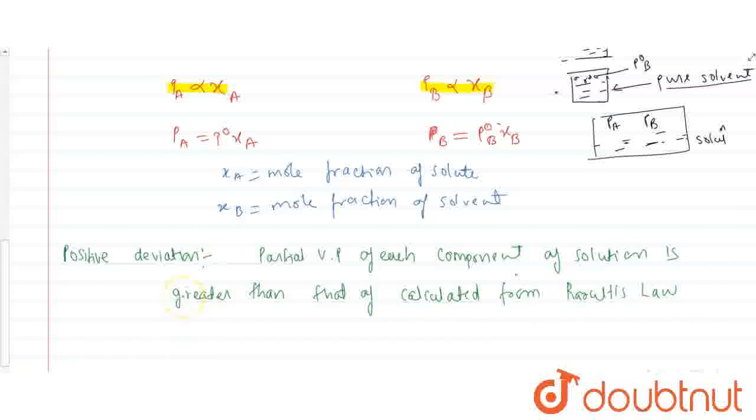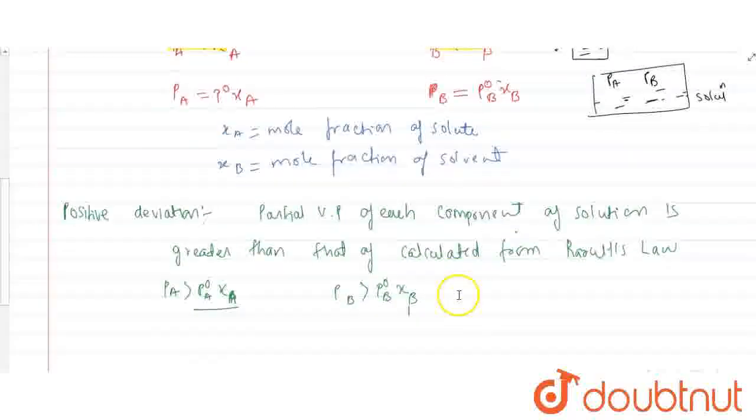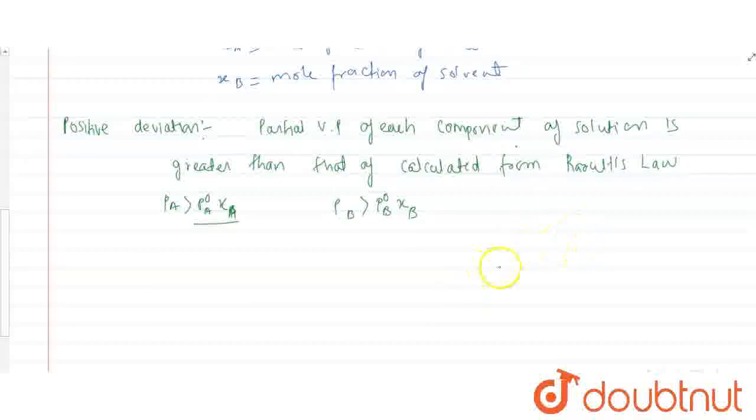We can say that P of A is coming to be greater than that calculated from Raoult's law, and pressure of B is also coming to be greater than that calculated from Raoult's law. It is mainly due to some reasons. So let's understand with an example.